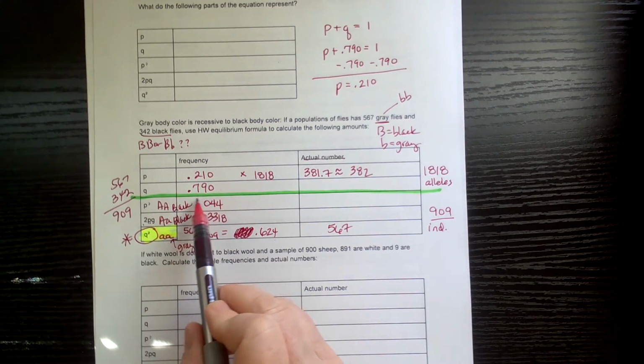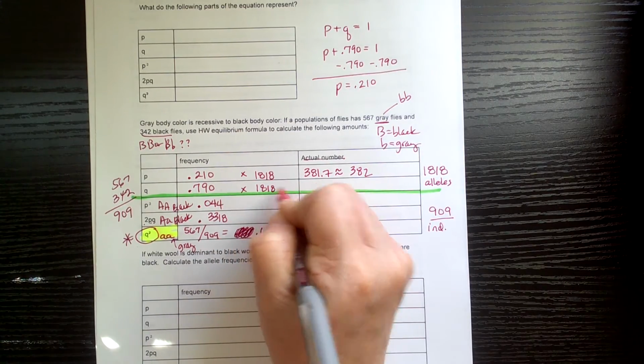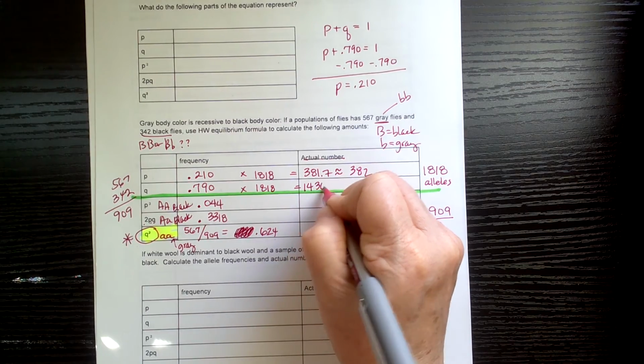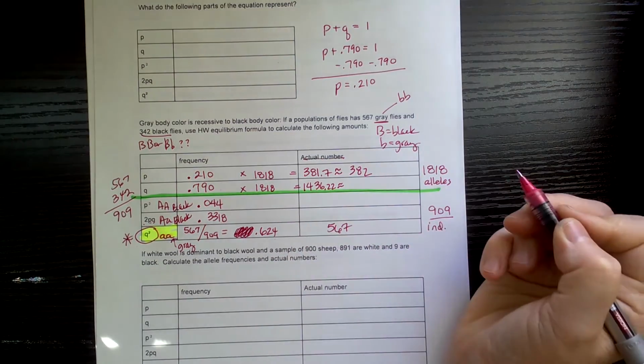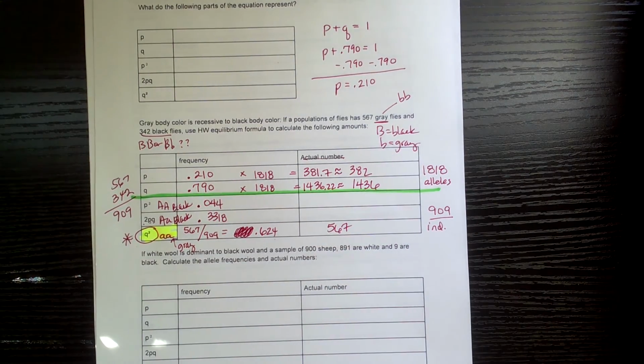Same thing here, take 0.790 times the total number of alleles. And that's going to give me 1436.22. So that's going to round to 1,436 recessive alleles. Those aren't individuals, those are just alleles.